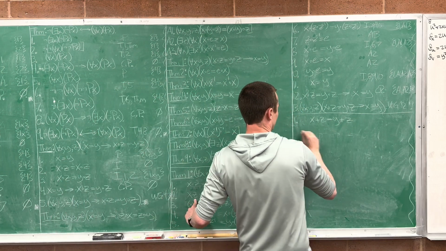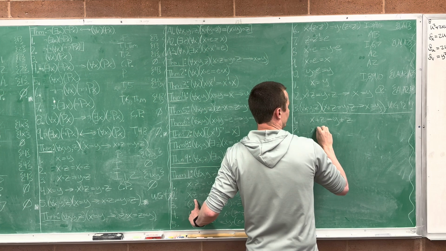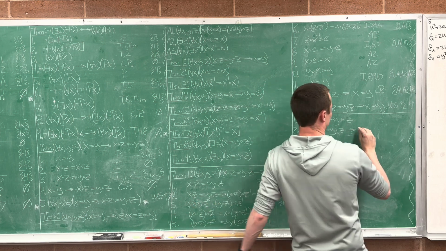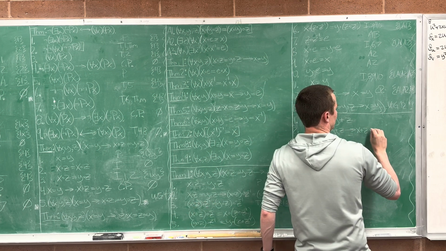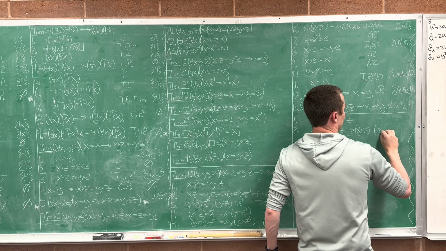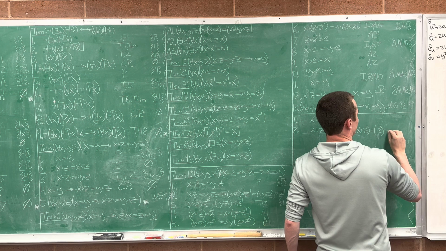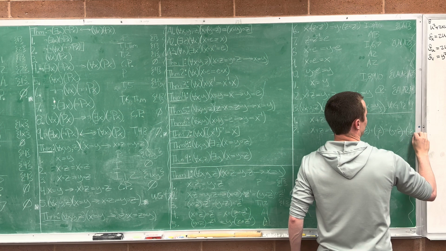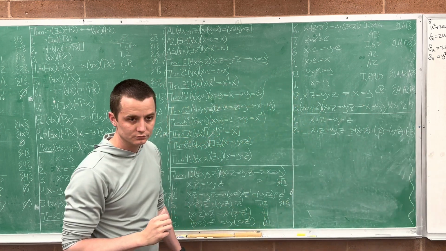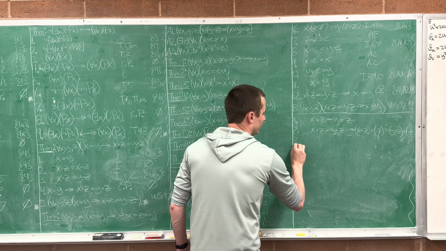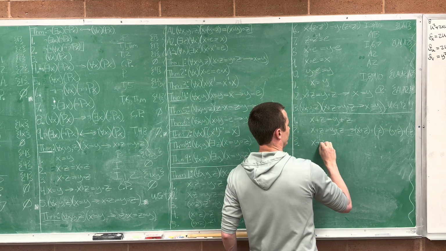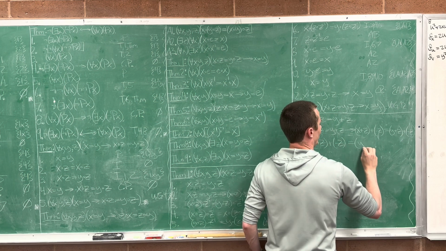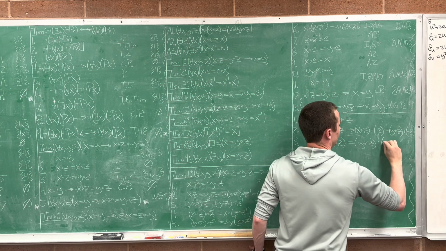Line 2 was, if x plus z is equal to y plus z, then x plus z plus negative z is equal to y plus z plus negative z. And then we combine these two things together, 3, to get, therefore, x plus z plus negative z is equal to y plus z plus negative z.